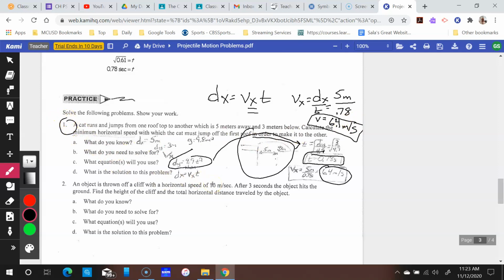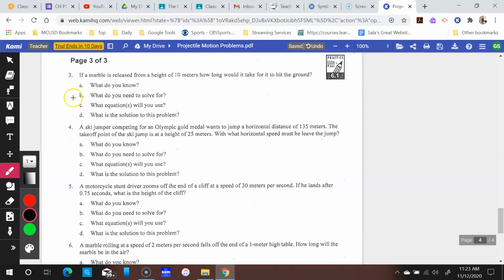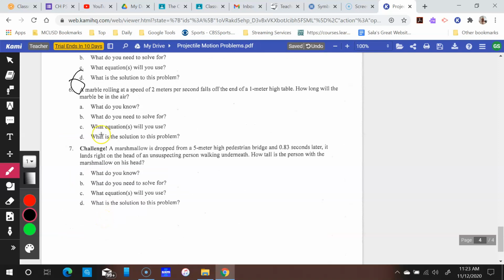All right. So since this one actually had the two equations, I'm just going to have you go ahead and complete problems 2, 3, 4, 5, and 6. So that's 5 problems. And if you choose to do 7, I'll consider that extra credit. All right, so that's the assignment for Thursday and Friday.